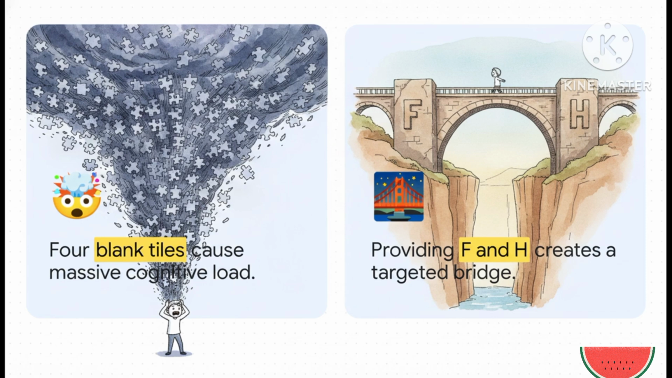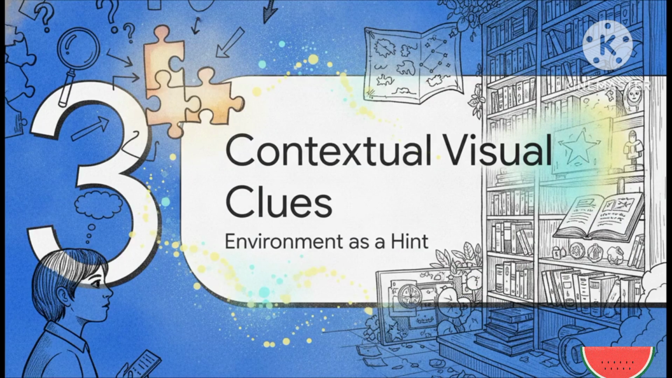It reduces the variables just enough to make the challenge achievable. But hey, letters alone just aren't enough. So let's look at Section 3, Analyzing Contextual Visual Clues, using the environment as a hint.